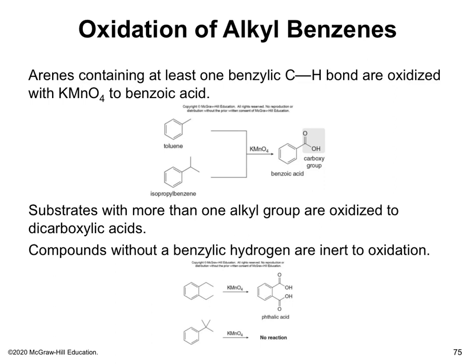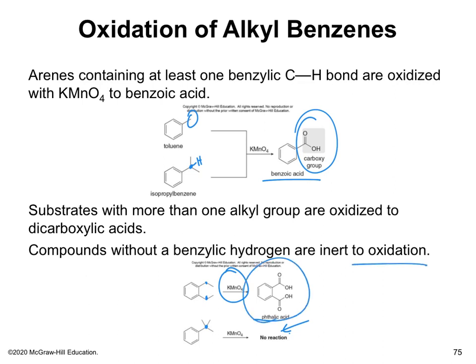Also, oxidation of alkyl benzene. This is a very important reaction. Potassium permanganate, as long as you have a hydrogen on that benzylic position, will oxidize it to a carboxylic acid. Notice that there's no hydrogen on this tertiary carbon, so you get no reaction. Look at here, we have secondary methylenes, and you get phthalic acid. This is a very common reaction scheme to do.